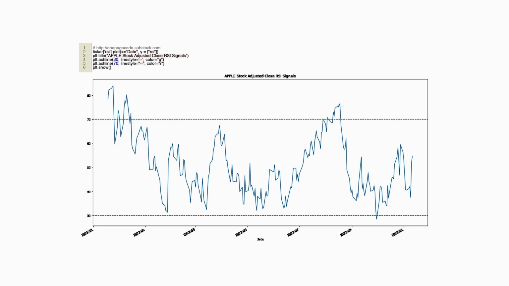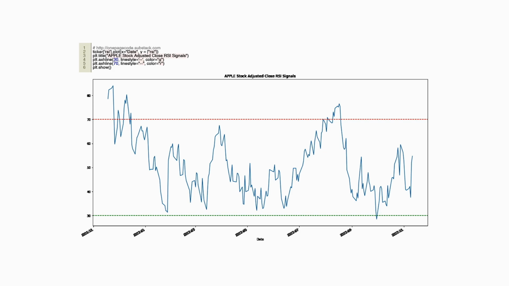The code is responsible for visualizing the relative strength index (RSI) of Apple's stock. The RSI is a momentum indicator used in technical analysis to measure the speed and change of price movements. The code snippet utilizes a data frame, ticker, which presumably contains financial data for Apple Inc., including the RSI values. It creates a plot of the RSI over time, where the x-axis represents dates and the y-axis represents the RSI values. The plot is given a title, Apple Stock Adjusted Close RSI Signals.